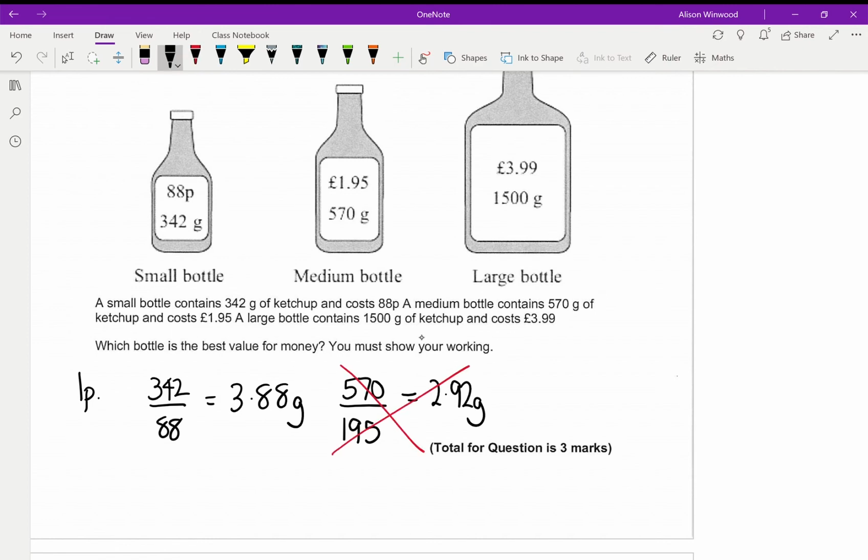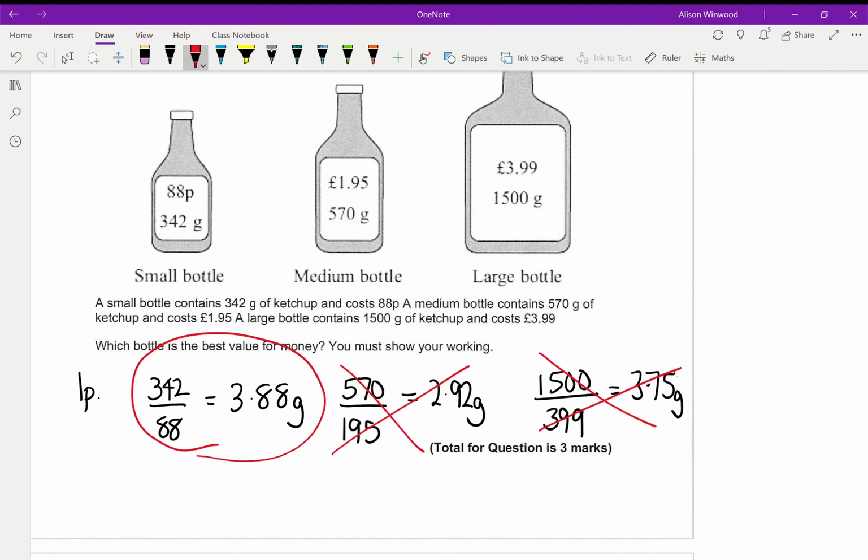And then finally 399 pence will buy me 1,500 grams, so each 1 pence will get me 3.75 grams. So still the smallest bottle gets me the most ketchup for 1p.